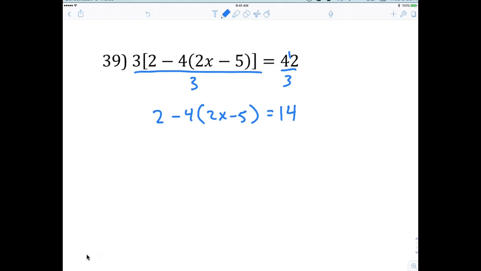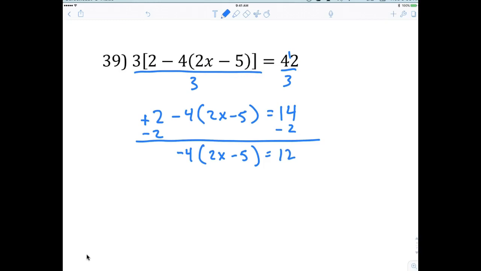Now, for those of you who are becoming a little bit more advanced, stay with me, eyes up on the board. I'm still not going to distribute the negative 4. I'm going to subtract 2. The reason I'm subtracting 2 is because this is a plus 2, so I'm going to subtract 2 from both sides. Please stay with me. So this becomes negative 4 parentheses 2x minus 5 equals what? 12.